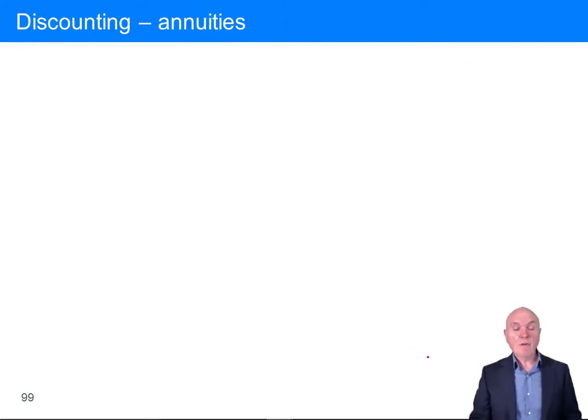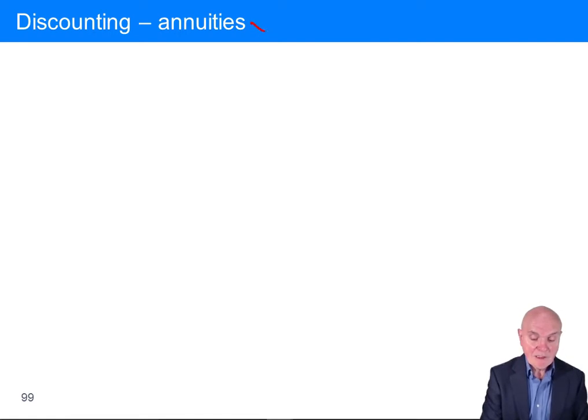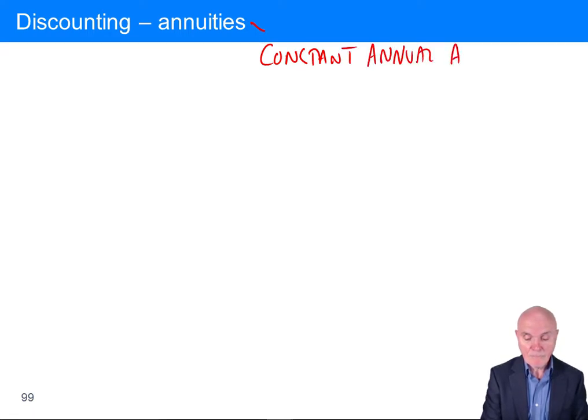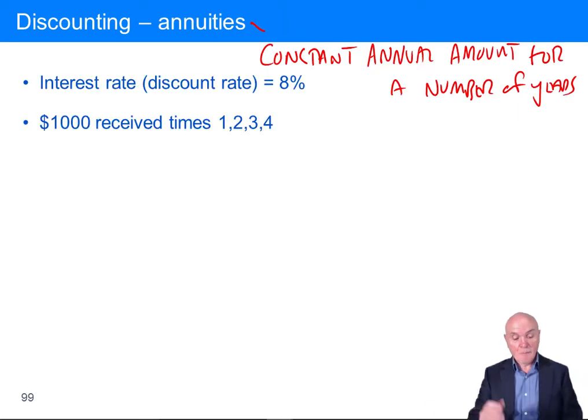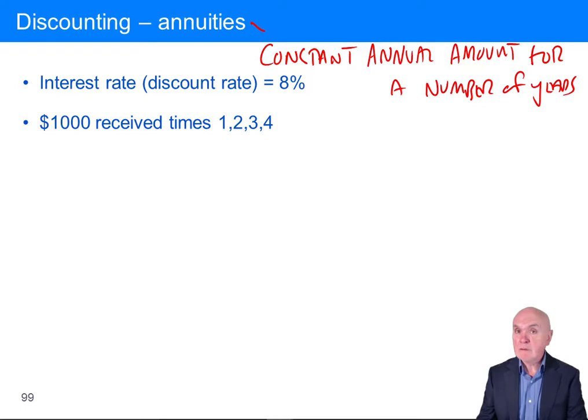Now, quite often what you will find in present value problems is you have what's called an annuity. An annuity is a constant annual amount for a number of years. To make it easy, there is an example, and then we'll see an easy way of doing it with some more tables. So let's say we have 1,000 received at times 1, 2, 3, and 4. This could be rent on a property or lease income coming in from something you're leasing to somebody, a constant amount for the 4 years. The discount rate is 8%.